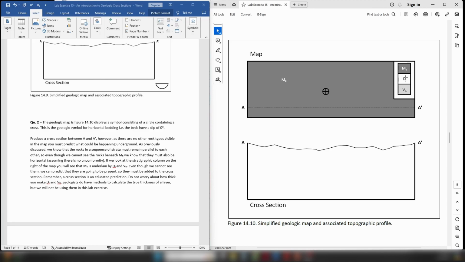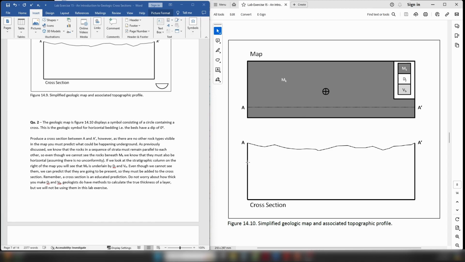Now, we follow the same basic rule we've used before. We know that these layers must all share the same dip. So even though we only know that MK is horizontal, so it has a dip of 0, we know that DJ and VB must also have the same dip. We also know from the stratigraphic column that even though we can't see them on the map, DJ and VB must be below layer MK.